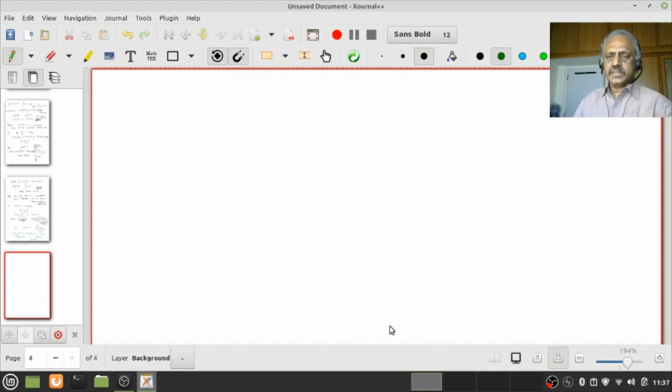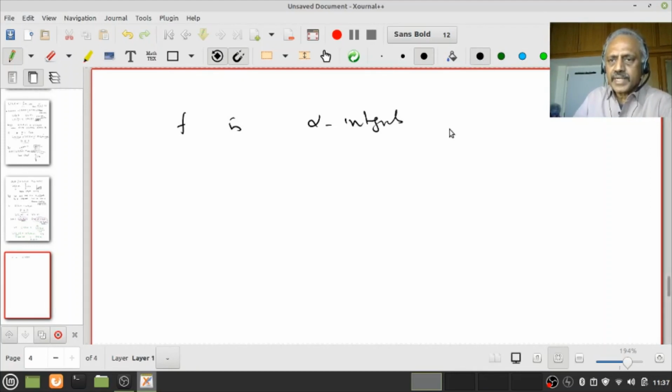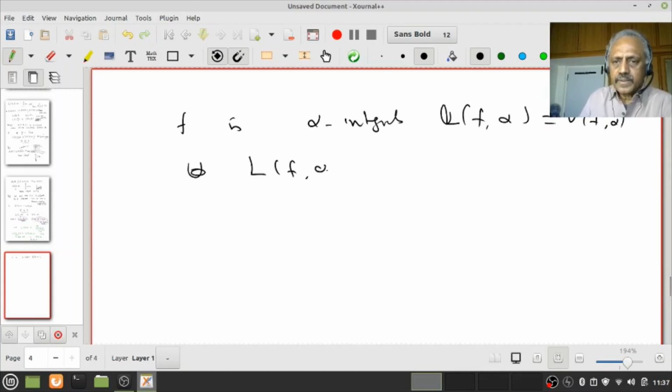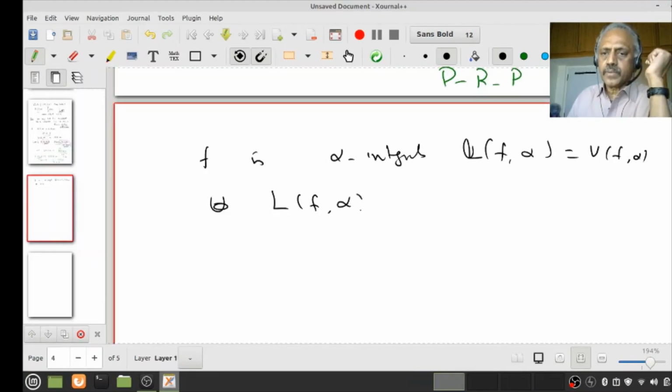This tells us something interesting. Therefore, if I want to know when f is alpha integrable, this is by definition if and only if Uf alpha equals Lf alpha. But what I know is Lf alpha is less than or equal to Uf alpha.